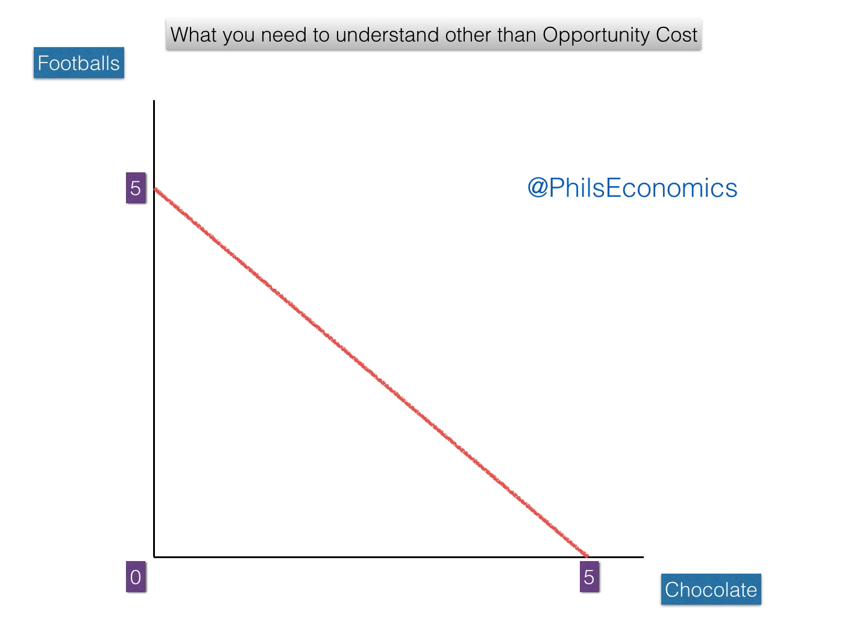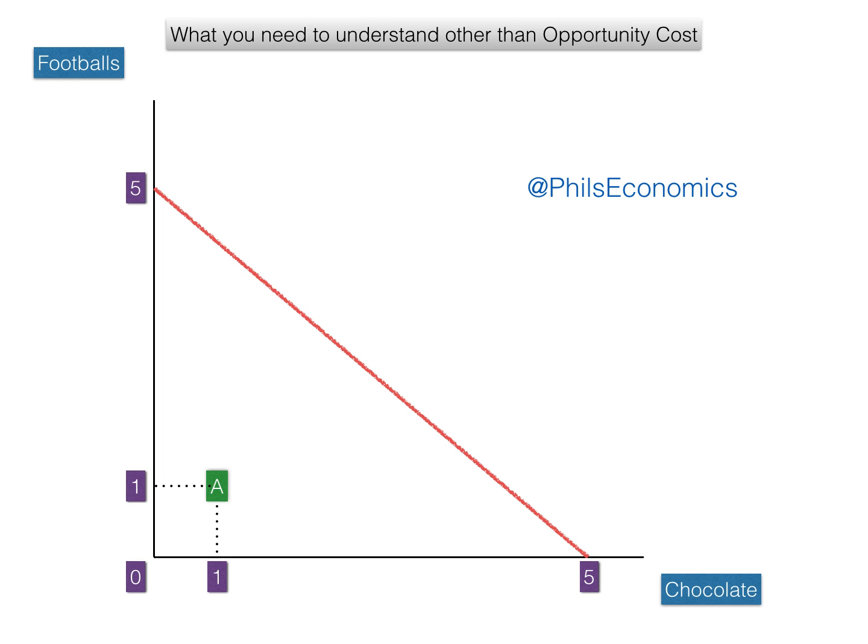There are a few other things that the PPF shows us that you need to be able to understand. Point A is any point inside the PPF. It could be absolutely anywhere inside that red line. At this particular one, it shows us that at point A we could produce one football and one chocolate.